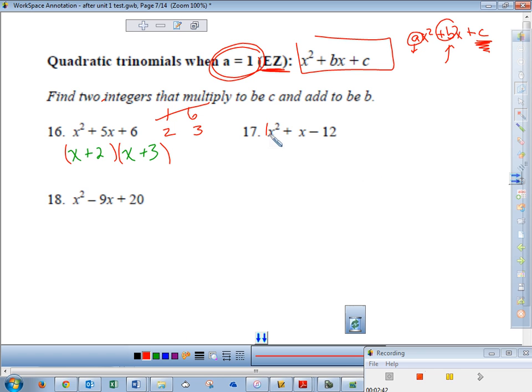A value is 1 right here. Find two numbers that multiply together to be a negative 12. That means that the two numbers have to be different signs, one positive, one negative. So multiply together to be negative 12, add together to be a positive 1.